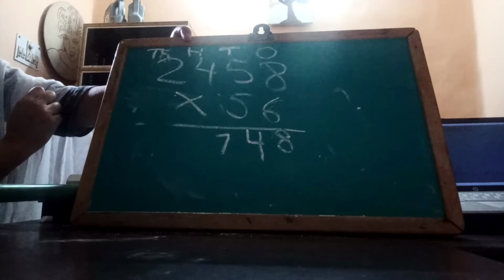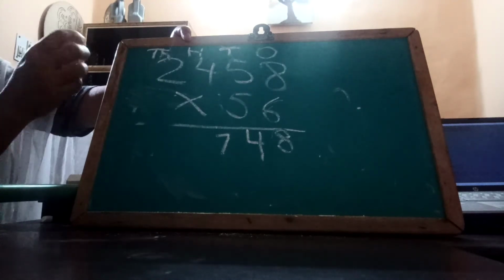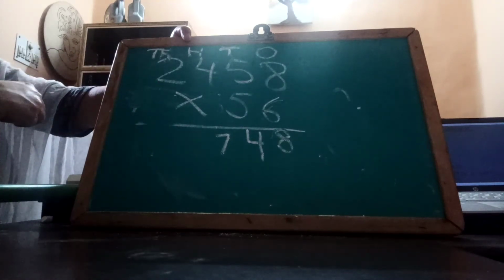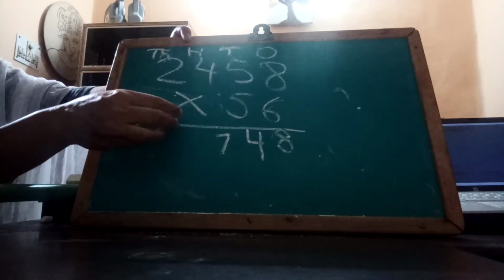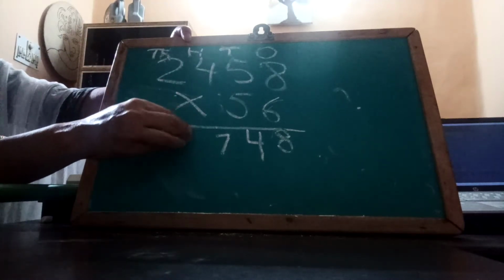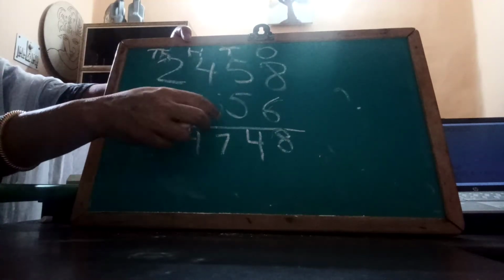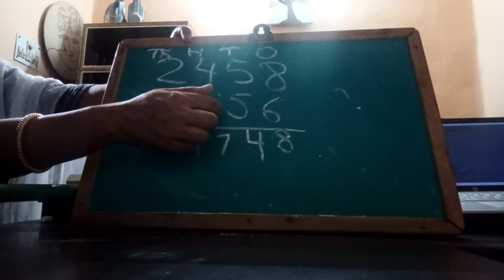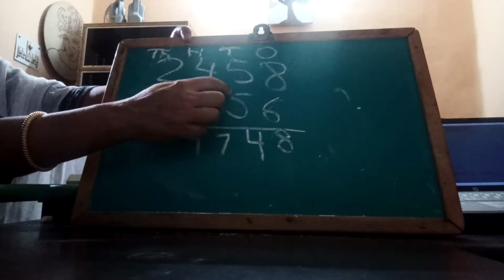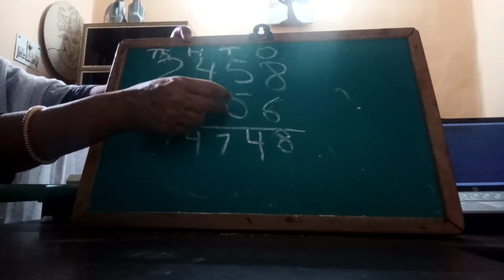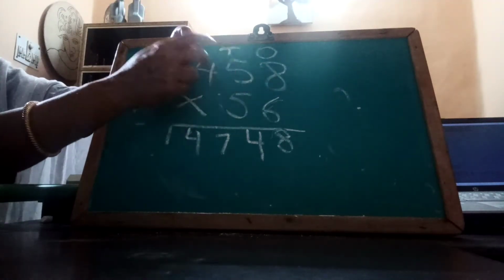Now, 6 2s are 12. 12 plus 2, 2 was carried over. 12 plus 2, 14. So, I am writing 14 here. Now, after this, you see the second digit. Okay. Now, the second digit is 5. Again, start multiplying one digit at a time.